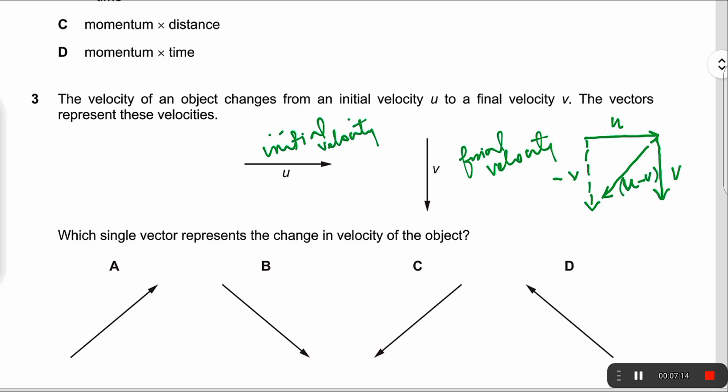And just check it now. This resultant is actually in this direction. So which option is correct? The correct option is C. So it is the same direction as that of this one.